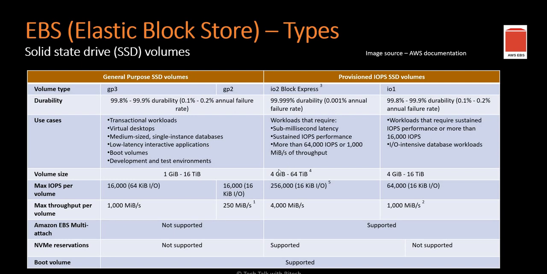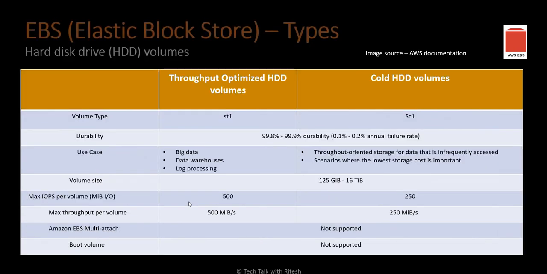Volume size is given, we can see that these are the options. Max IOPS is also given, so this one gives 16,000 maximum, and here we are getting 256,000, and here 64,000. Max throughput is also given, here it is 1,000, and here 4,000.